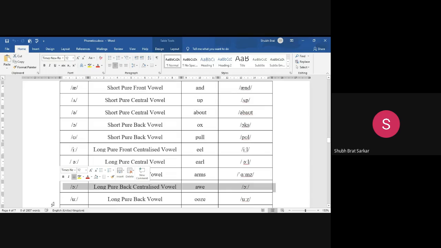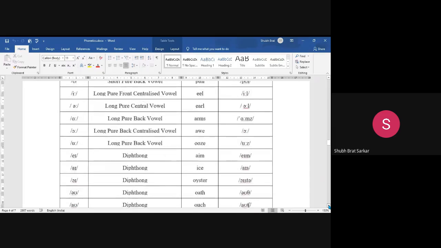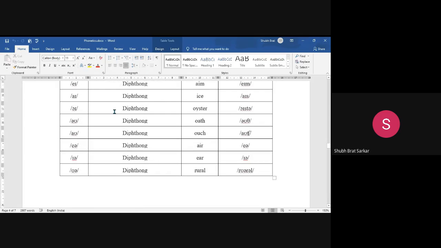O, U. So apart from these 4 rounded vowels, all the short pure vowels are unrounded vowels. In case of diphthongs, we can define this rounding of the lips according to the initial and the final position. See, in the initial position, we have the rounding of the lips in 2 cases, O, E, Oi, O, E.